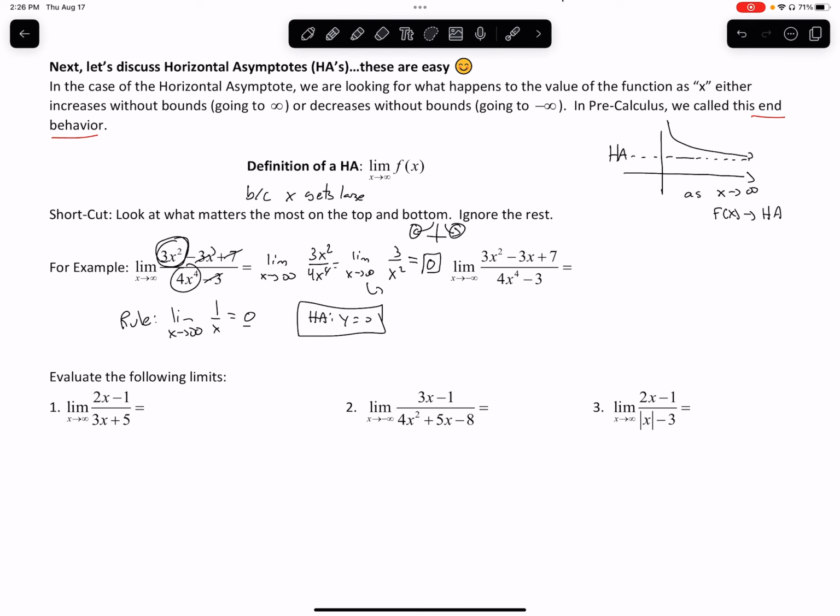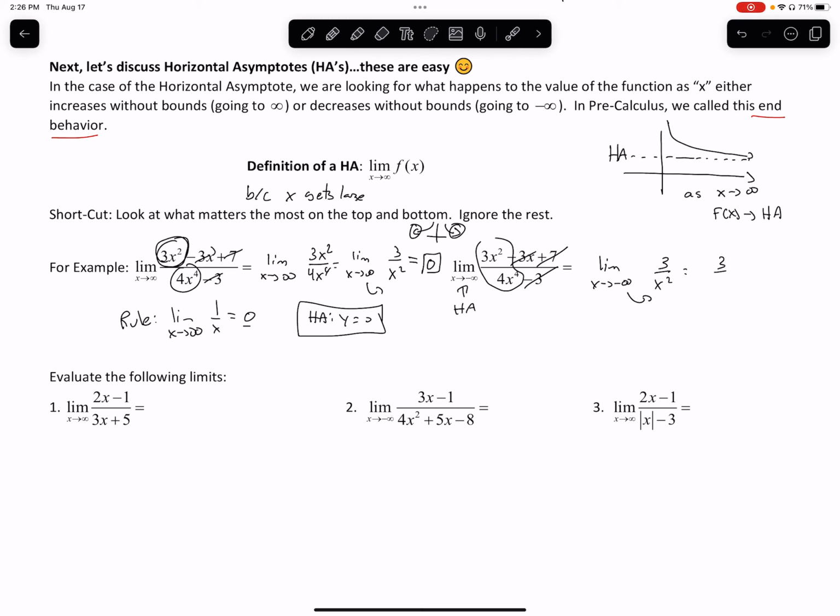So what happens as we approach negative infinity? Well, let's try it out. Same thing. I don't care, I don't care, I don't care. These are all I'm really worried about because I'm going to infinity. We just need to recognize this as a horizontal asymptote. So we would get the limit as x goes to negative infinity of 3 over x squared. When I plug this in, be careful.